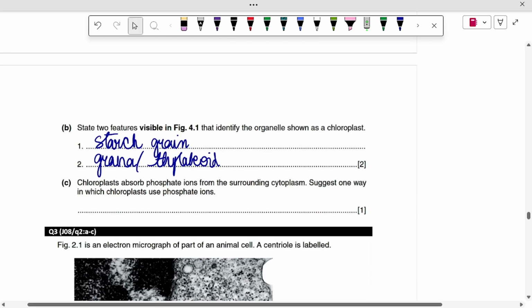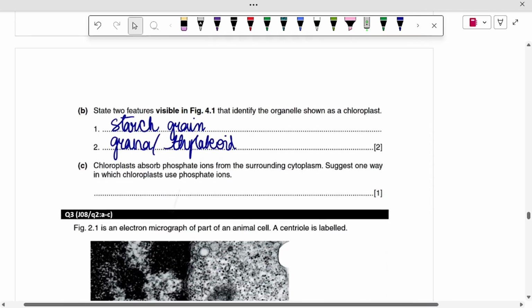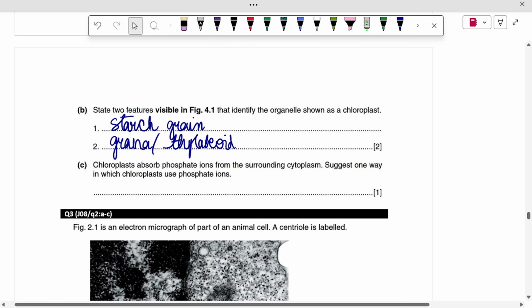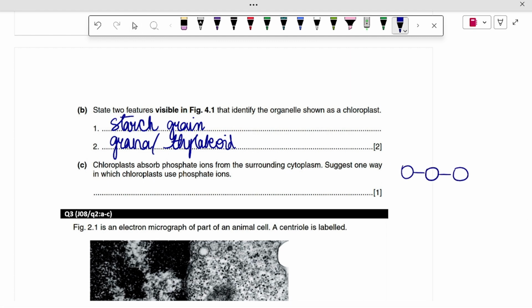Chloroplast absorbs phosphate ions from the surrounding cytoplasm. Suggest one way in which chloroplast use phosphate ion. So phosphate ion किस में बना सकते हैं? They can use it to make ATP. ATP के synthesis में, if you remember, ATP का molecule किस तरह होता है? It has three phosphate groups attached. So it can use this phosphate group to make ATP.